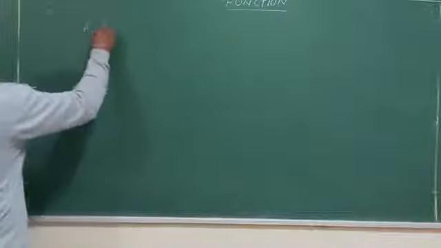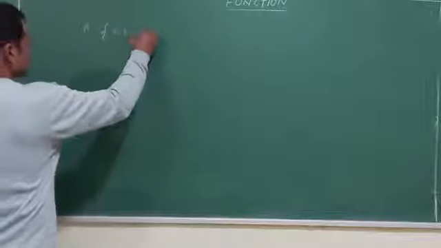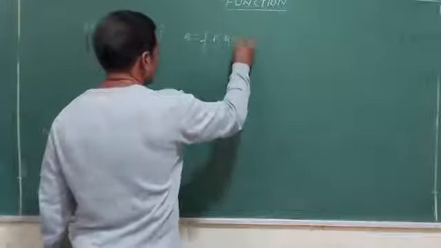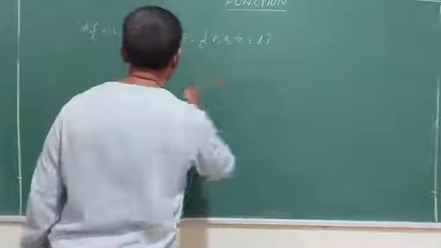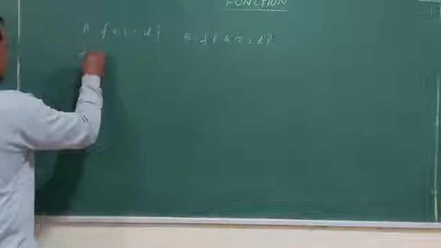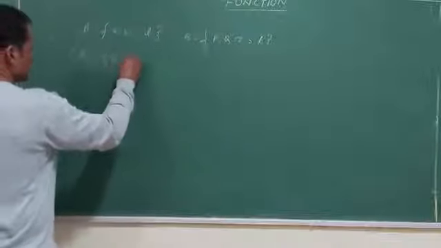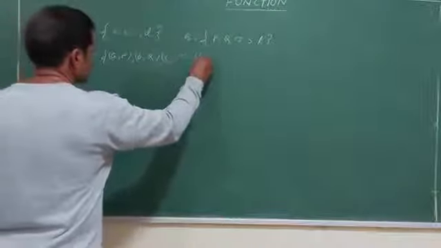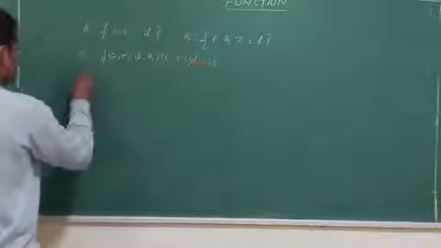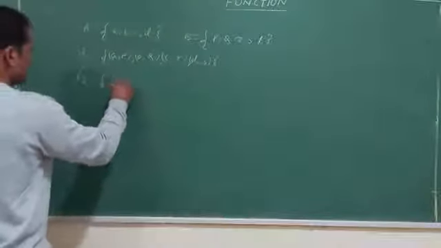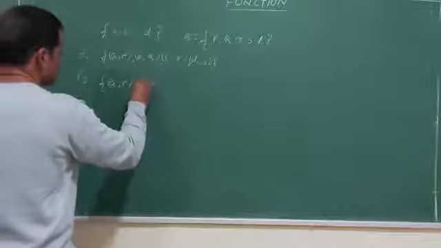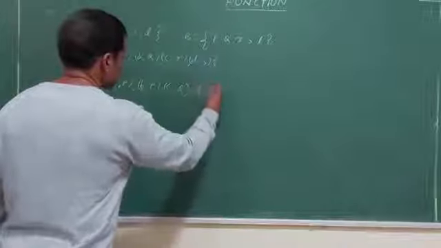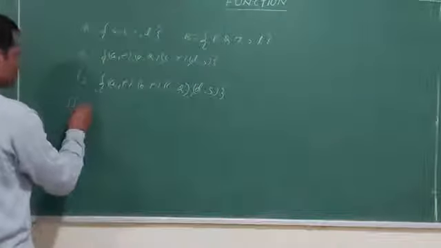Set A is given as a, b, c, d. Set B is given as p, q, r, s, t. F1: (a,p), (b,q), (c,r), (d,s). F2: (a,p), (b,p), (c,q), (d,s).